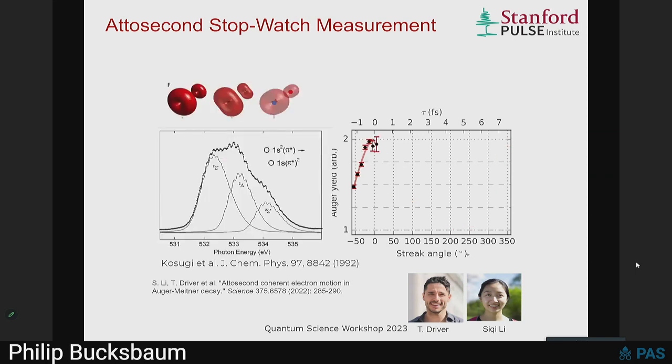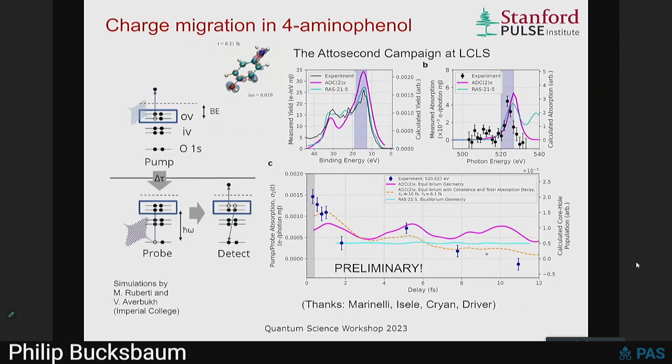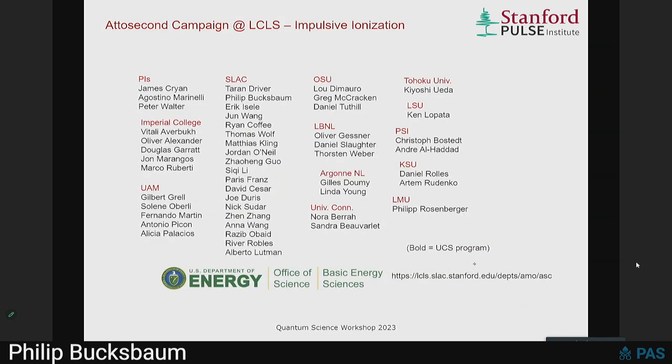Here are the states. I'm going to skip over that. And we've even made these pump-probe pulse pairs now of X-ray pulses. I'll just end with that. We're now just entering the regime where we can actually make molecular movies with attosecond time resolution. So that's not a small group doing it.